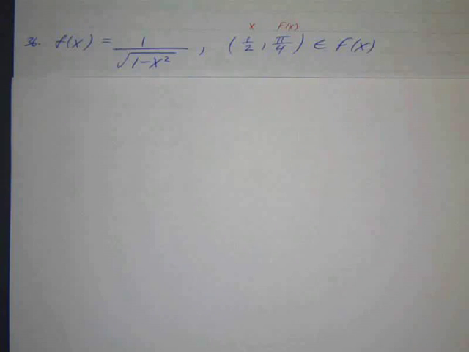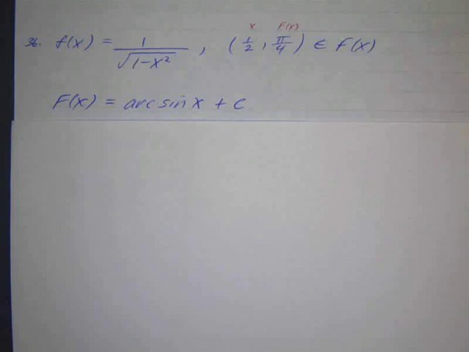Okay, here's some more problems from the antiderivative worksheet. This is number 36, and f of x equals 1 over the square root of 1 minus x squared. And this actually looks like the derivative of the arc sine. The derivative of the arc sine is 1 over the square root of 1 minus x squared, and the derivative of c is 0, so that checks out.